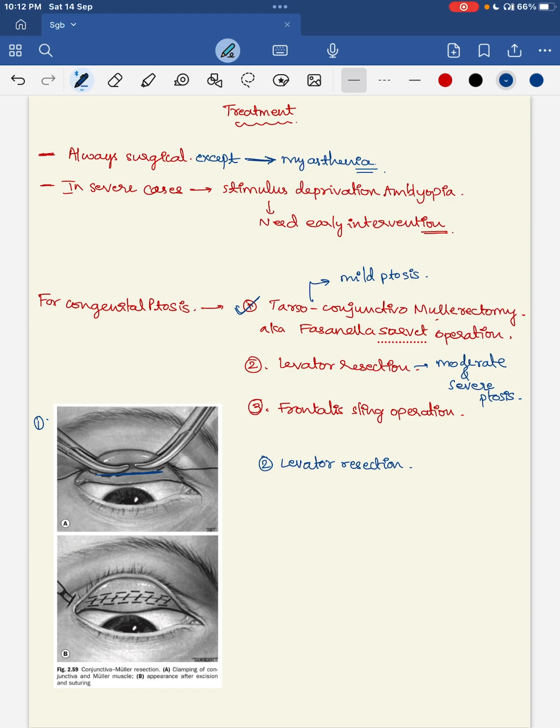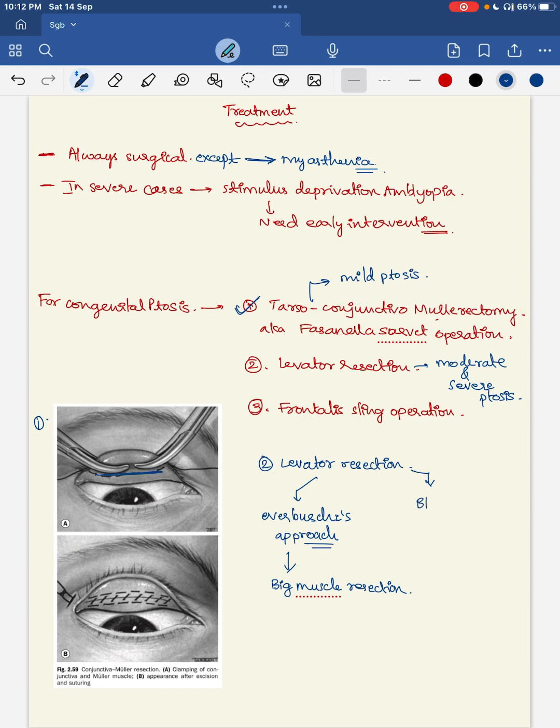See, again, two approaches are there. One is directly on the skin, giving an incision on the skin and taking out the LPS muscle, which is called the Everbusch approach. It is particularly useful for big muscle resection, when large amounts of muscle have to be removed in severe ptosis or poor function LPS.